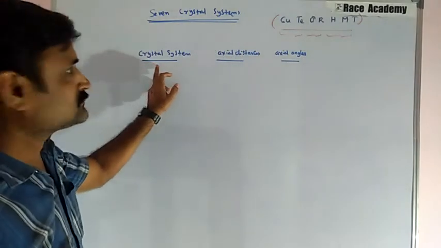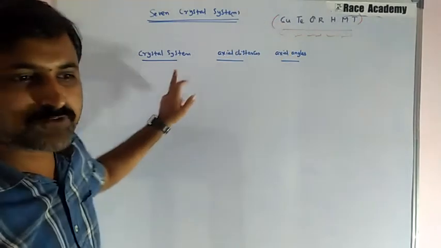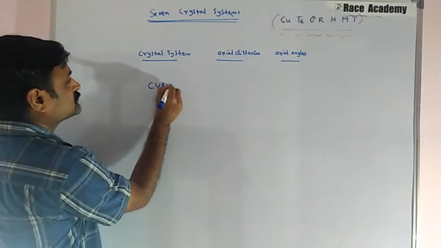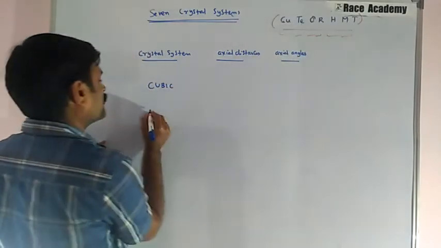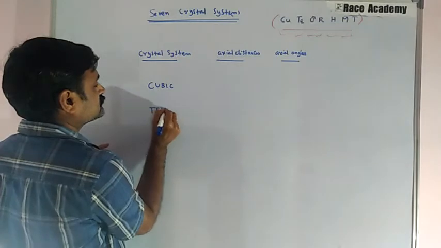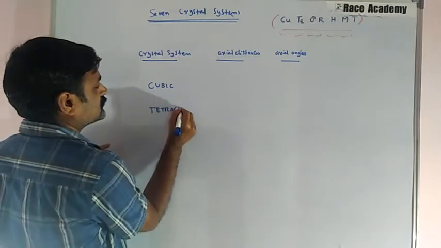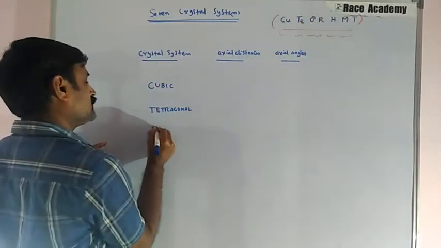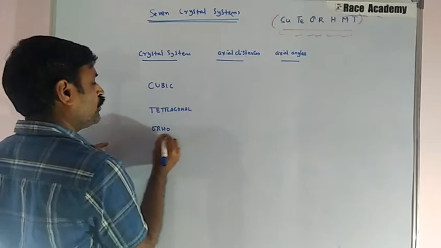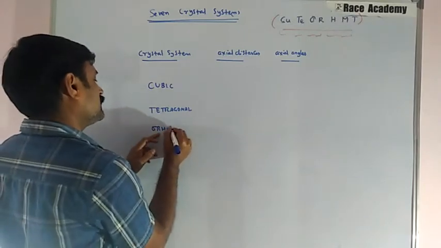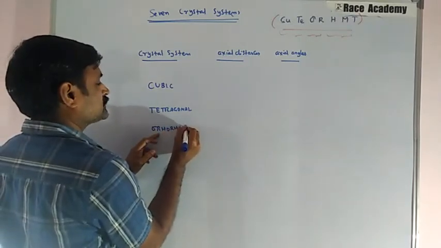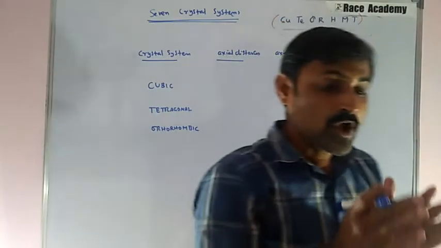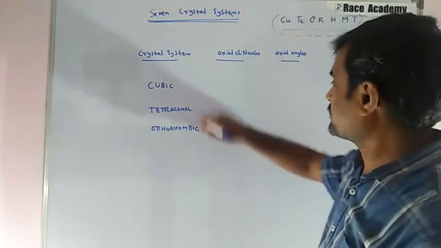Crystal system. CU stands for cubic. TE stands for tetragonal. OR stands for orthorhombic.